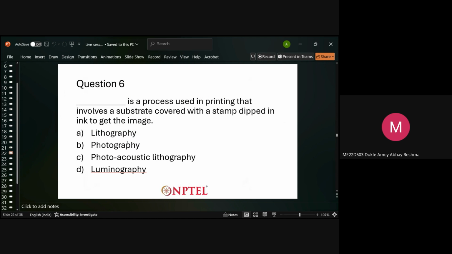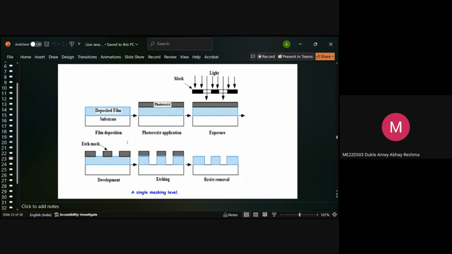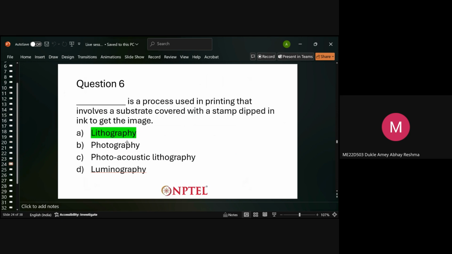Then there is photoacoustic lithography. So basically, you use light and sound waves to do the lithographic process. And then there is luminography that uses light. So the answer here is lithography. Use a stamp-like thing that is dipped in ink, and you get the image.